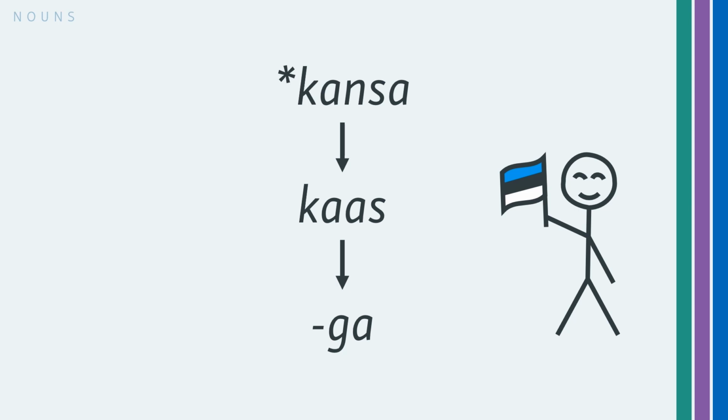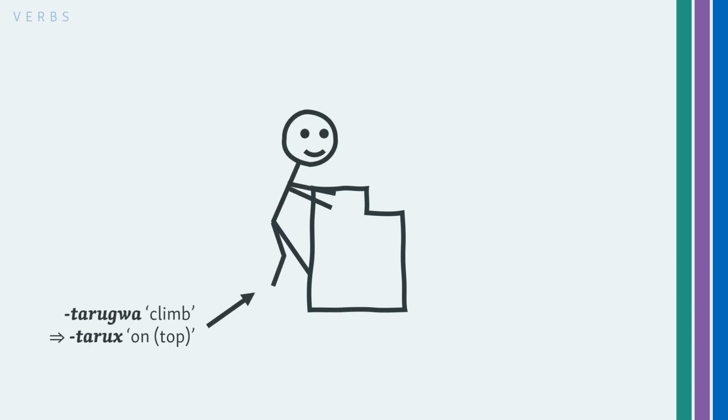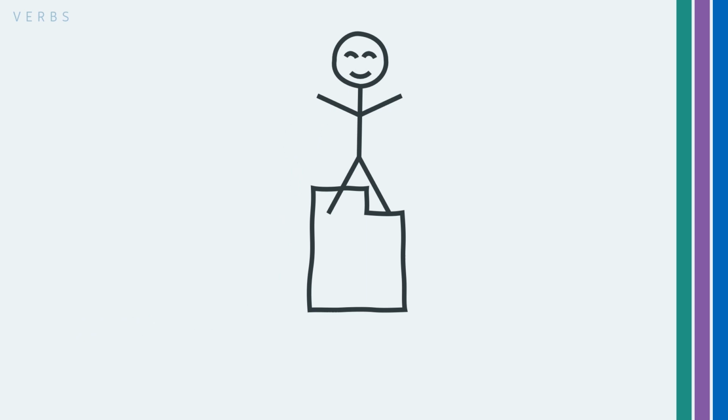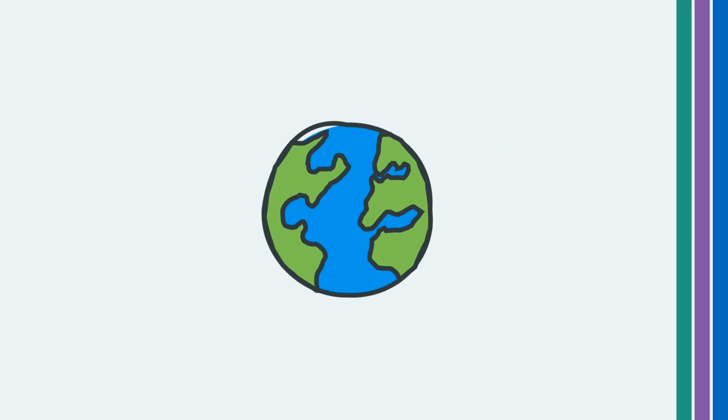You can even have cases coming from verbs. In the Ute language, which gave its name to the state of Utah, a verb meaning climb became a case marking position on top of something, and one meaning descend became a case marking for under. And there are, of course, far more pathways of case marker formation that you can find in other languages around the world. It's truly a diverse process.